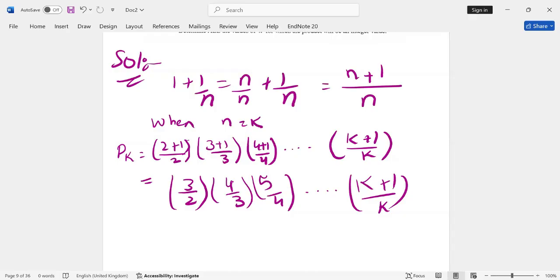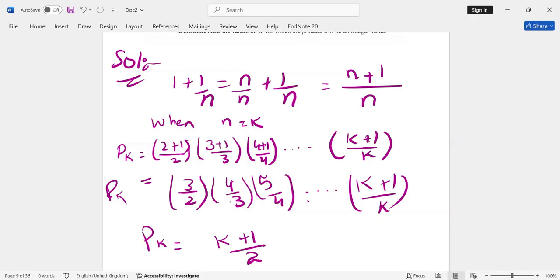Notice the telescoping nature of the product. The numerator of one term cancels with the denominator of the next term. When we do the cancellation, Pk equals (k + 1)/2. Each term cancels with the next, and the leftover term is k + 1.